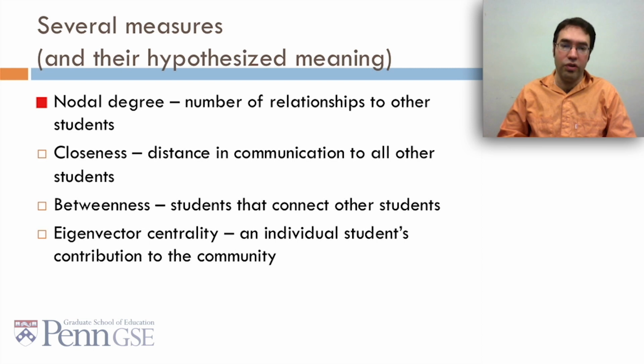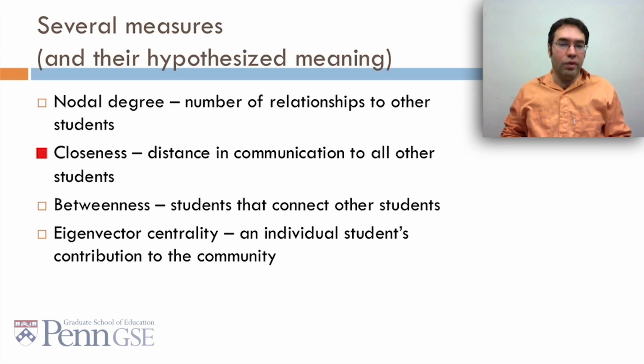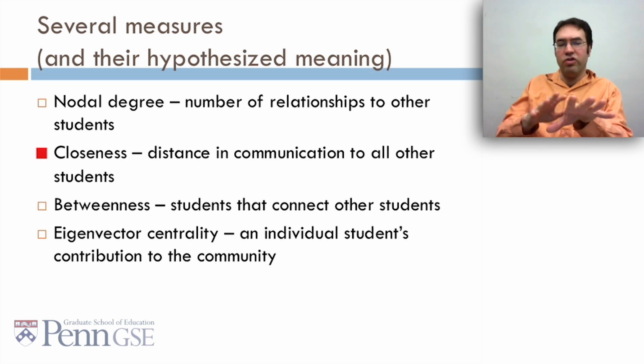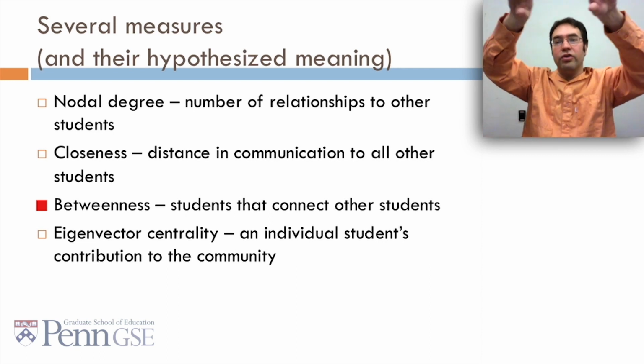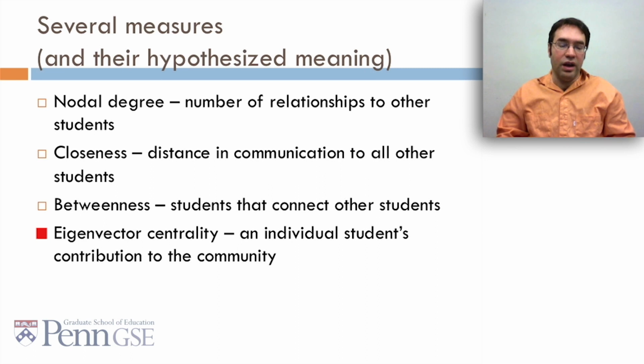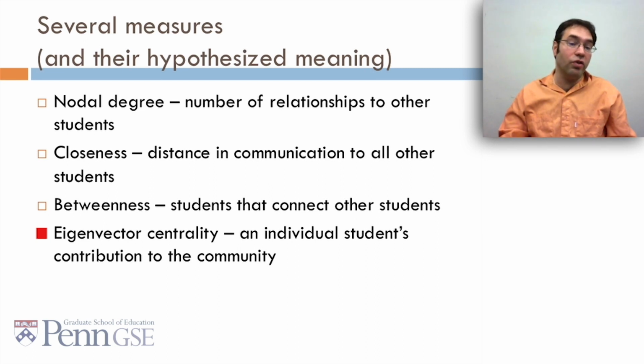The first was nodal degree, the number of relationships the student had to other students in the course social network within the LMS. Another one is closeness, the distance in communication to all the other students. Betweenness: is it a student that connects other students, other parts of the graph? And eigenvector centrality, which is an individual student's contribution overall to the community.